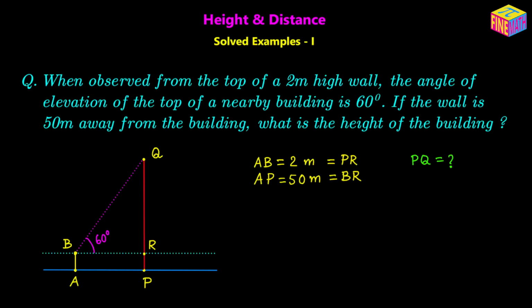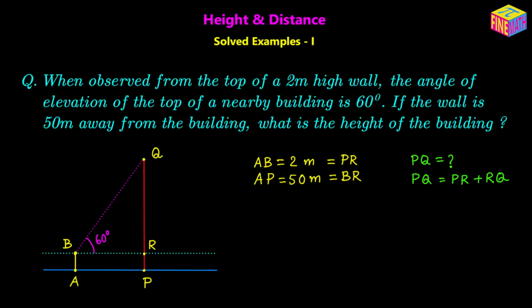Now, one thing we can clearly see that PQ will be equal to the sum of PR and RQ. From here you can see, looks like we have a nice right triangle which is BRQ. If you think about the BRQ triangle, that's a right triangle because RQ is perpendicular to BR, so that will be a right triangle.